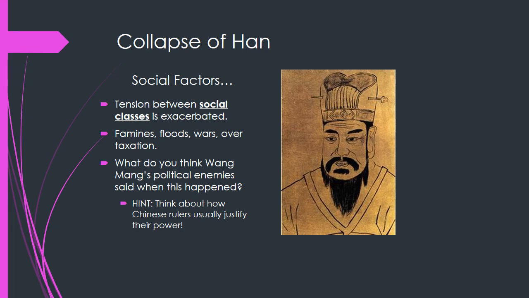So there's tension between social classes. And part of this is because of the capital being moved, because of mostly raising taxes and the upper class overtaxing the people who live on their land. There's also some problems with the crops, have famines, and so there's not enough, which means starvation, flood, wars, and overtaxation. So Wang Mang is the leader at the time, and what do you think his political enemies said when all these bad things were happening?